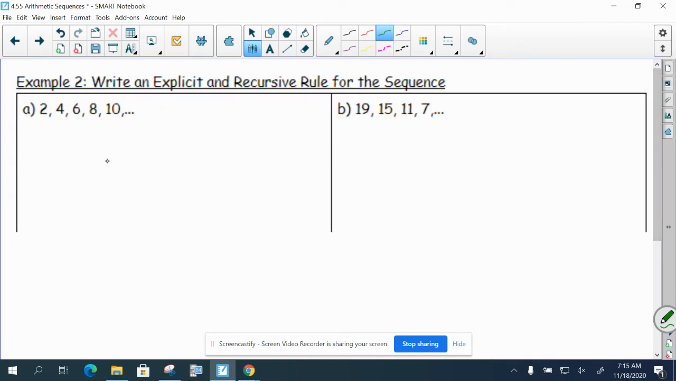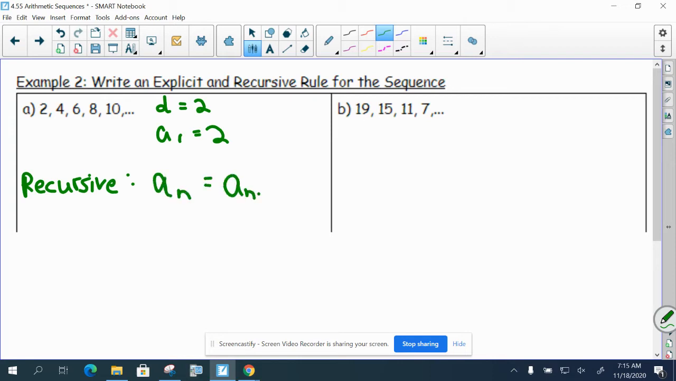Okay, here's example 2. Write an explicit and recursive rule for the sequence. The easiest one to write is actually recursive, because all you need to do is know the common difference. Here our common difference would be 2 because you're adding 2 each time. And for the explicit rule, we'll need to know the first term, which is 2. So for recursive, we would just write a sub n equals a sub n minus 1, plus 2.